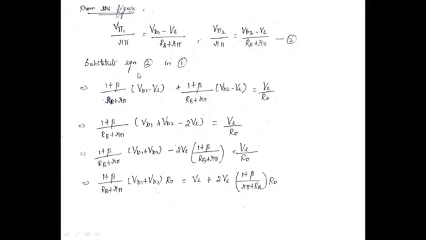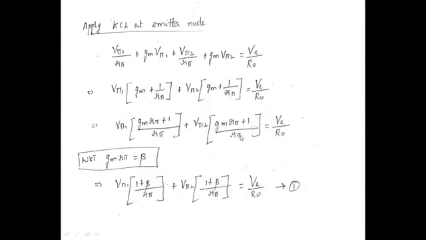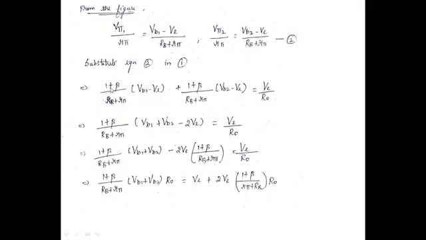Now I'm going to substitute equation 2 in equation 1. So in the place of V pi 1 by R pi and V pi 2 by R pi, I'm going to substitute this equation. So 1 plus beta into VB1 minus VE divided by RB plus R pi plus 1 plus beta divided by RB plus R pi into VB2 minus VE is equal to VE by R naught. If I solve this equation, bringing all the other terms to one side and VE by R naught, I'll be getting the equation as 1 plus beta divided by RB plus R pi into VB1 plus VB2 minus 2VE into 1 plus beta divided by RB plus R pi will be equal to VE by R naught.